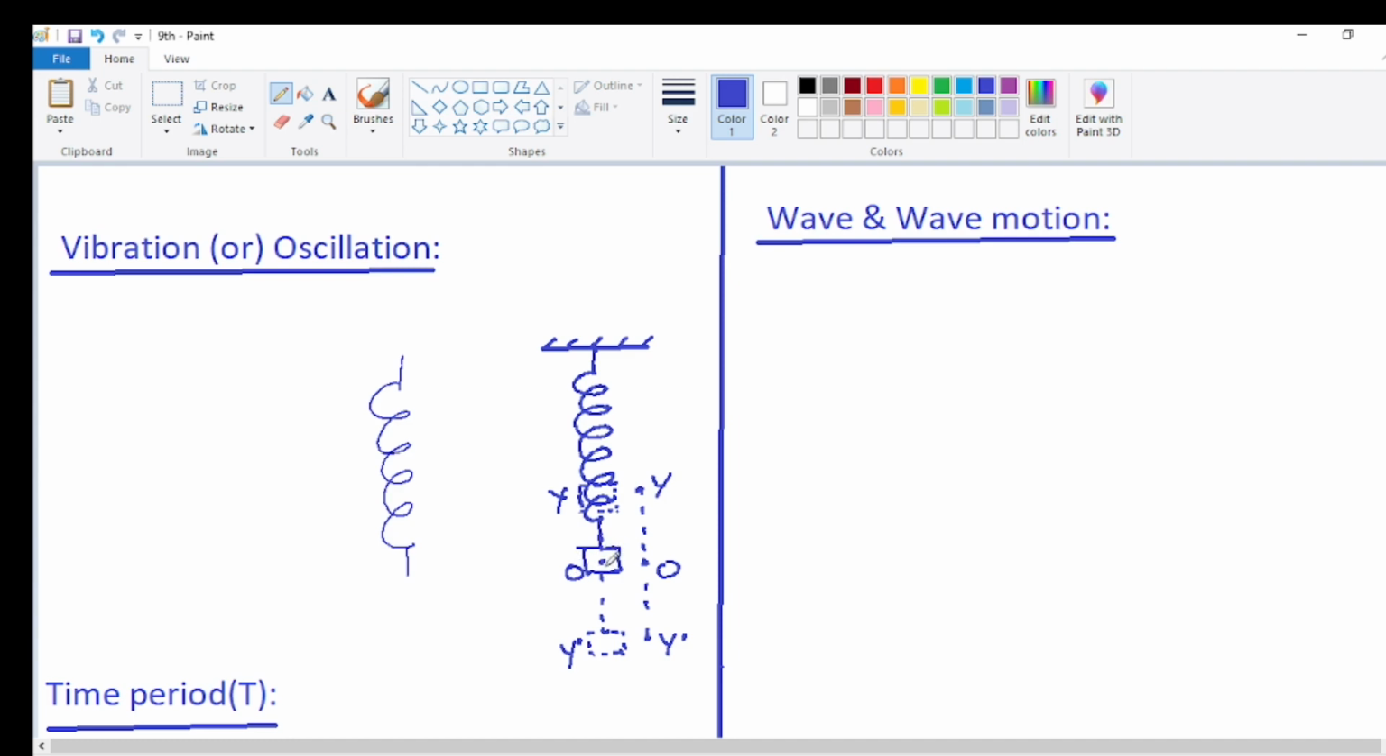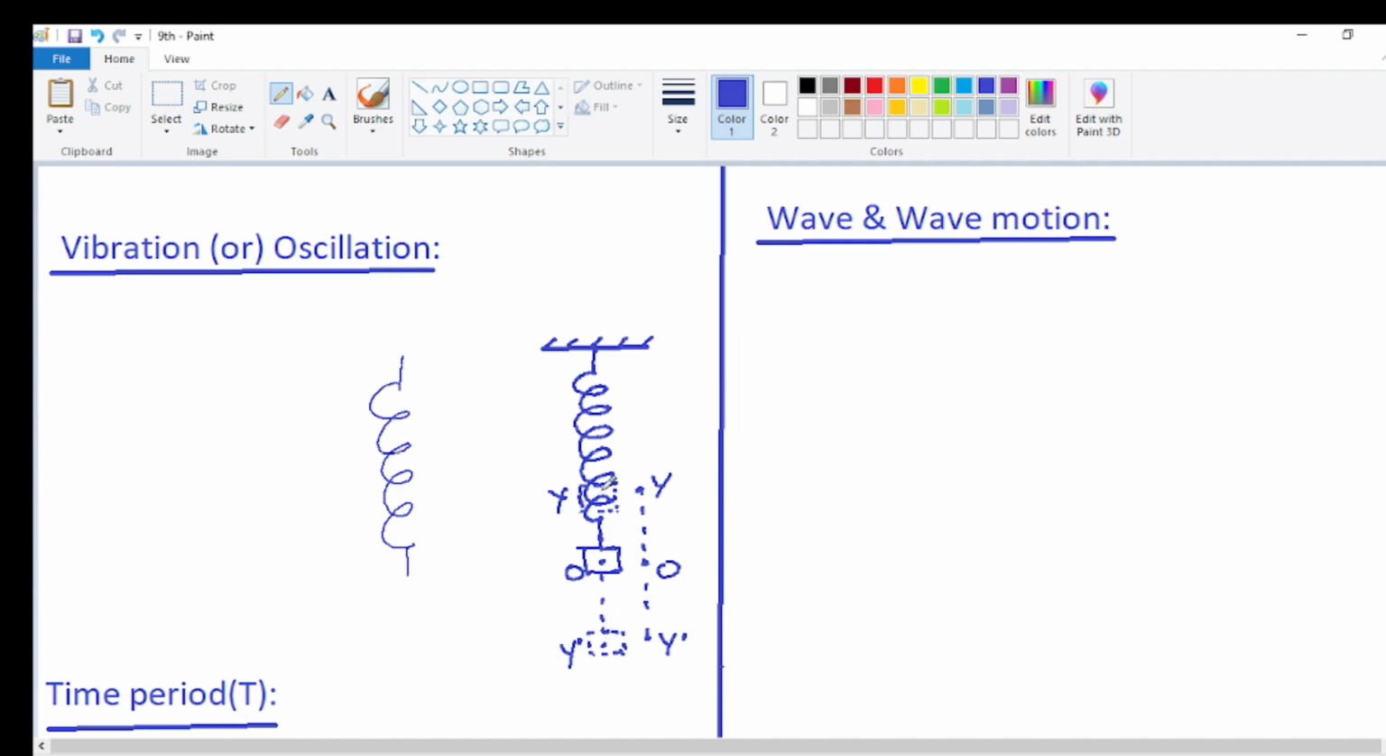Now from this initial rest position, or mean position, you pull the load downwards to a small distance. This final position is called the extreme position. This is the mean position, and this is called the extreme position in the downward direction. You call it Y dash. So you pull the load down to this position and then leave it.